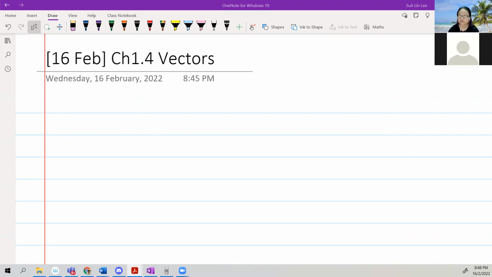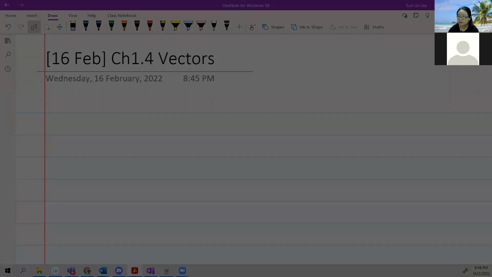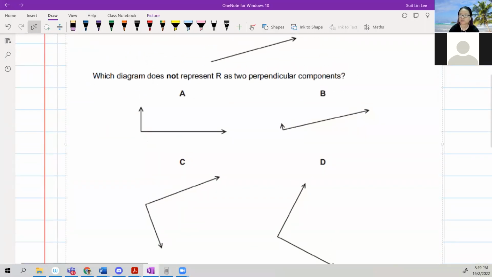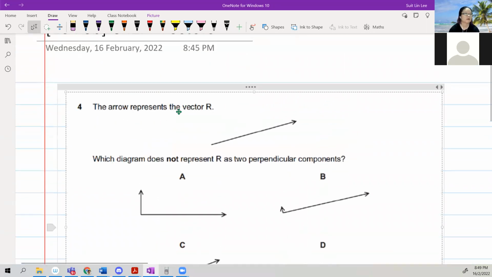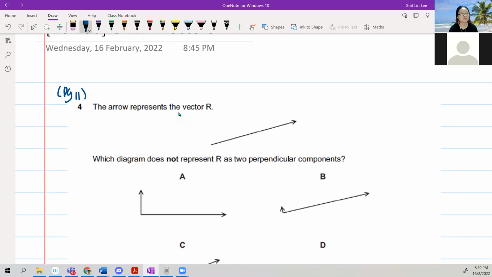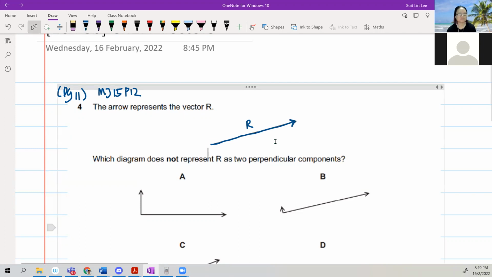So besides the kind of addition question, sometimes the question can look like this. These are all just random vector drawings that we're practicing, okay? This is on page 11, May/June 15, paper 1-2, okay? So it says here, the arrow represents vector R. I'm just going to trace out the arrow on my tablet because I can, okay? And which diagram doesn't represent R as two perpendicular vectors?